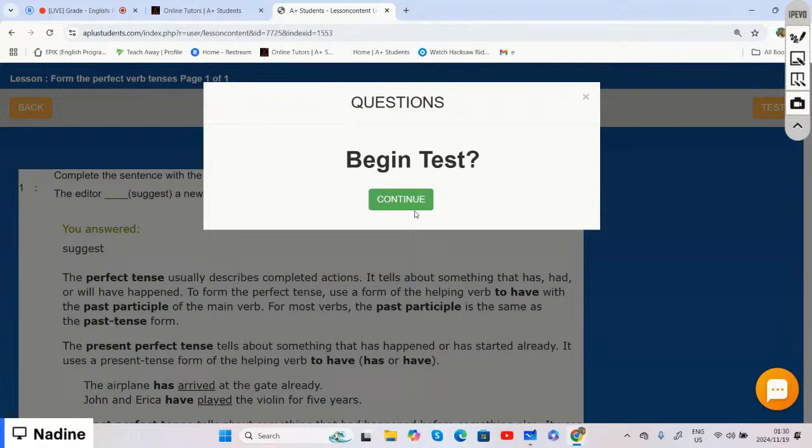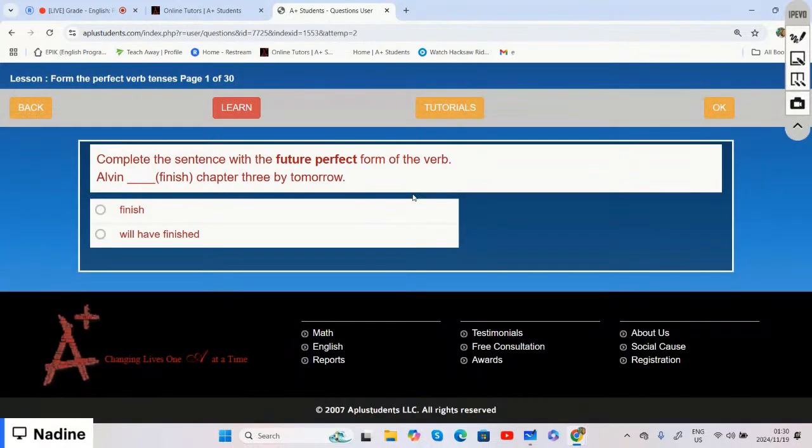All right, so we're going to begin our test now. It says we need to complete the sentence with the future perfect form of the verb. And it says, Alvin, we need to use the future perfect tense.